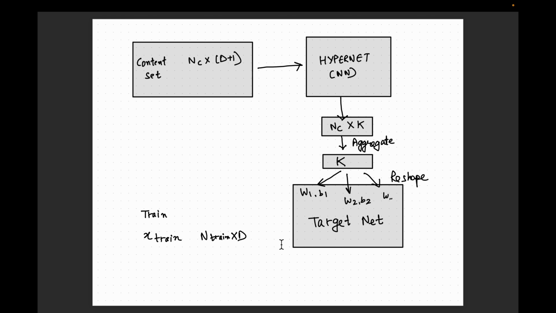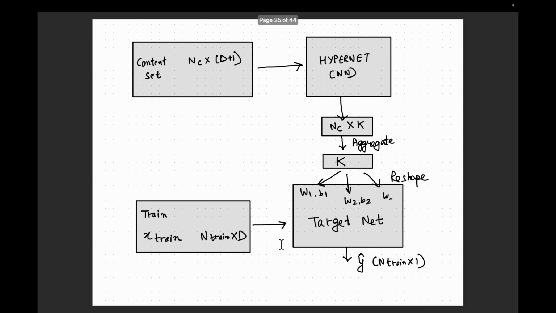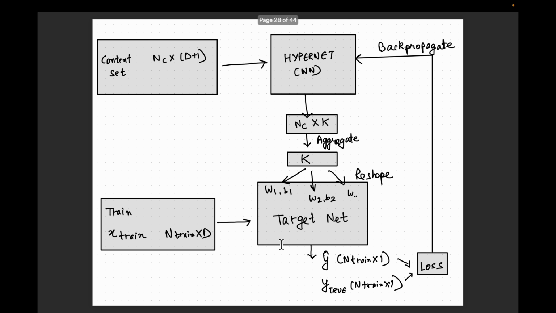Other questions? Okay. So we looked at how backpropagation will update the weights of the hypernetwork, and it will not change anything in the target network implicitly.